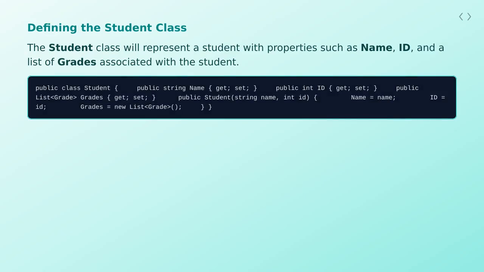Now, defining the student class. The student class will represent a student with properties such as name, ID, and a list of grades associated with the student. This slide introduces a class definition. Study the structure in the code sample.